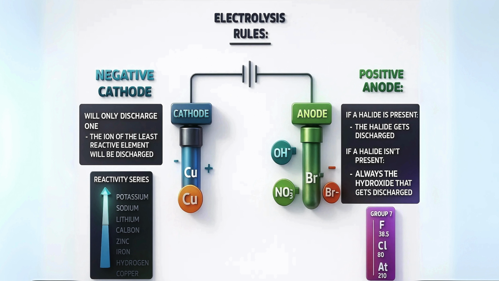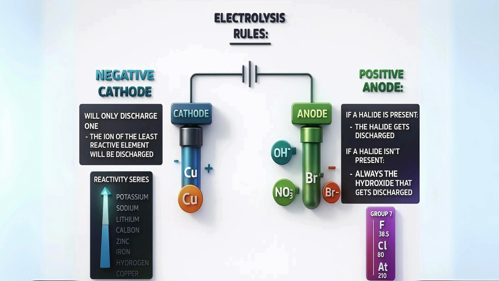If you check the reactivity series, you'll see that hydrogen is less reactive than metals like sodium, magnesium, zinc, or iron. So if your solution contains any of those highly reactive metals, it's the hydrogen ions that will be discharged at the cathode instead, forming hydrogen gas. But if the solution contains a less reactive metal such as copper, then the metal ions, in this case copper ions, will be the ones discharged to form solid metal.